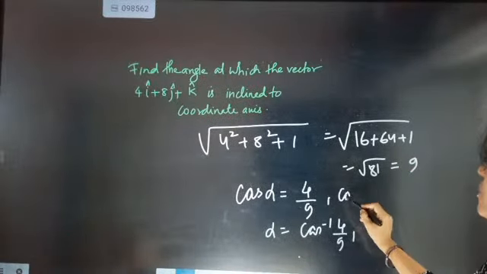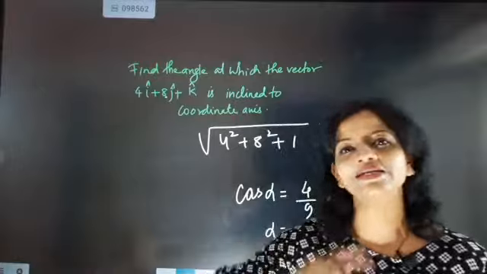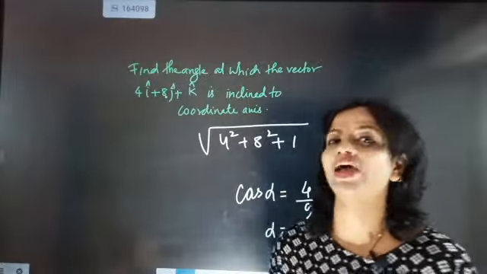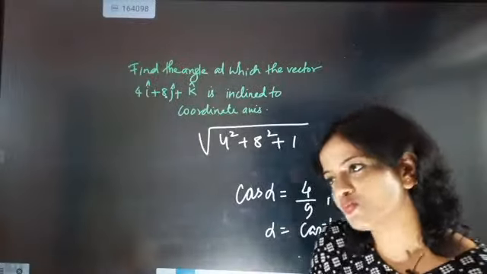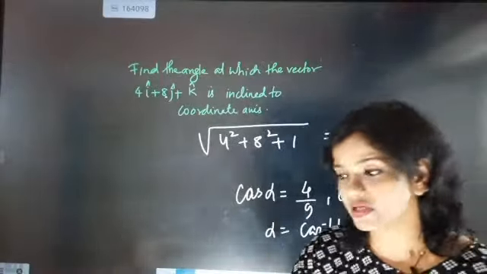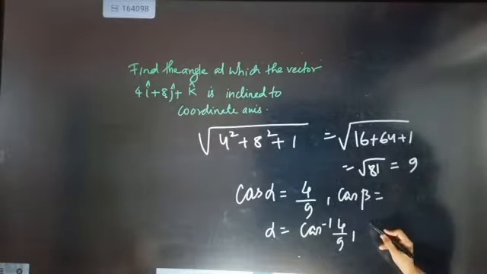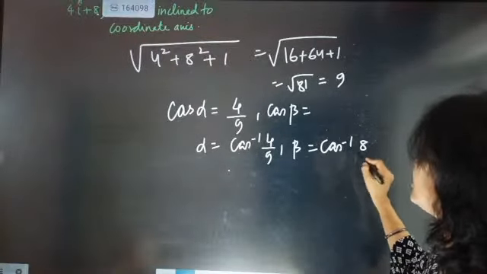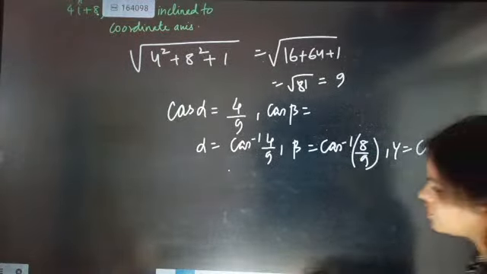Now cos beta will be equal to 8, because I told you one simple thing: direction numbers. 4 is the direction number for the x-axis, 8 is the direction number for the y-axis, and 1 is the direction number for the z-axis. Then if I want to find the direction cosine, one small work I have to do, and that small work is root under the sum of the squares of the 3 direction numbers, and then story over. Beta will be equal to cos inverse 8 by 9 and gamma will be equal to cos inverse 1 by 9. That's it, story over. We'll go for the next question.